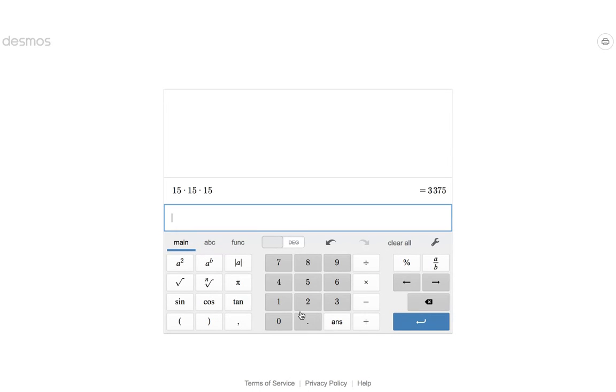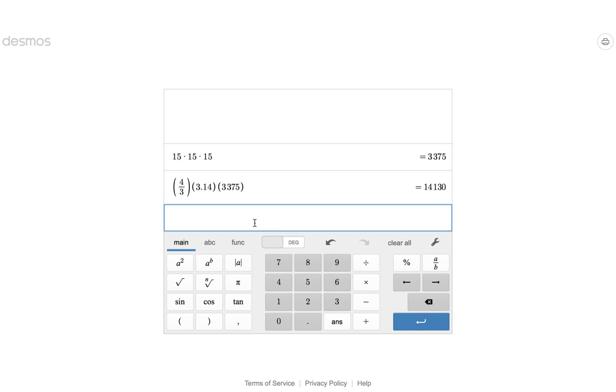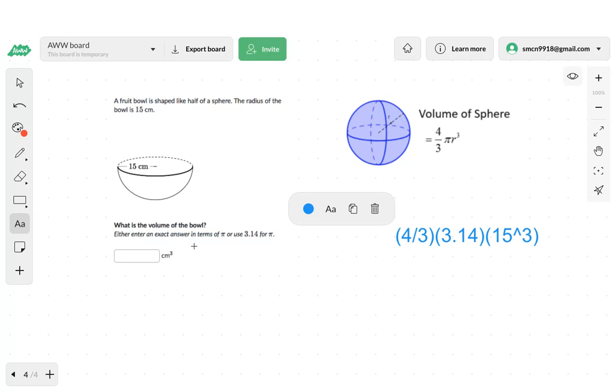This is only because I don't have the cube button on this function. It is on your calculator. You're more than welcome to use it. I just don't see it here. And we know 15 cubed should just be 15 times 15 times 15. So I just made this equation a little bit simpler. 4 divided by 3, and I'm going to multiply that by 3.14. And then I'm going to input my 15 cubed, which we found to be 3,375. I just like to get rid of all the exponents, just find it easier to solve just like this. So we end up getting 14,130.